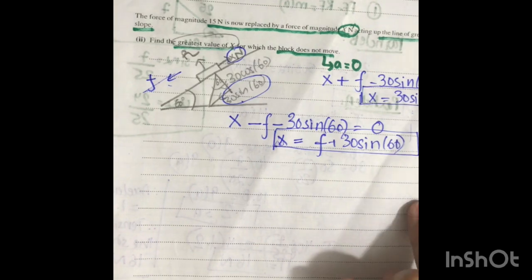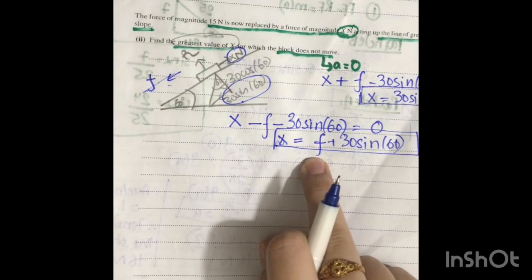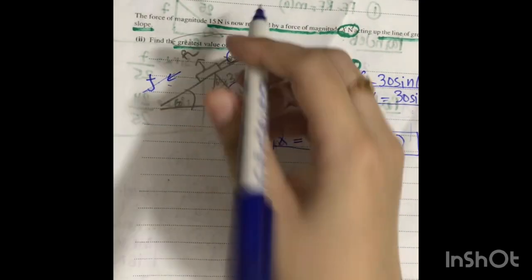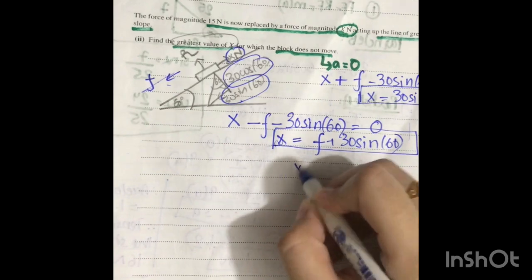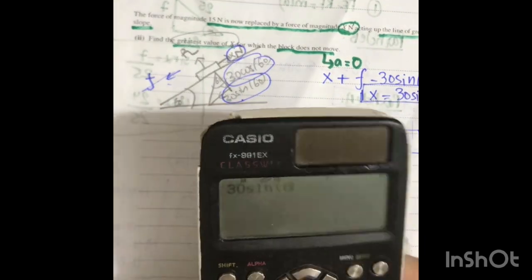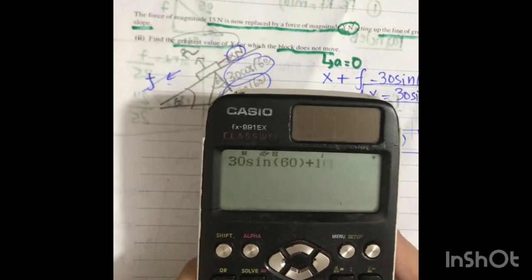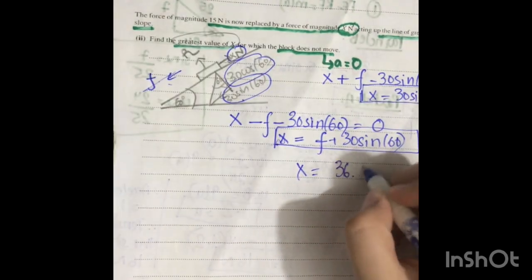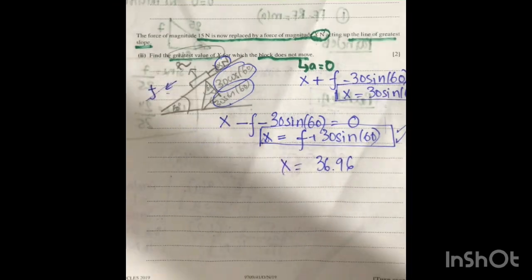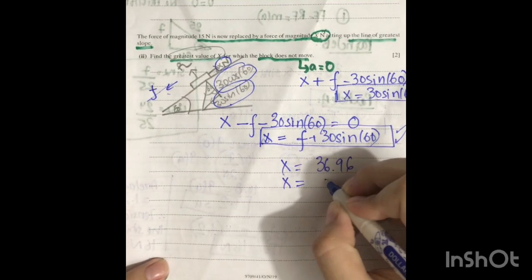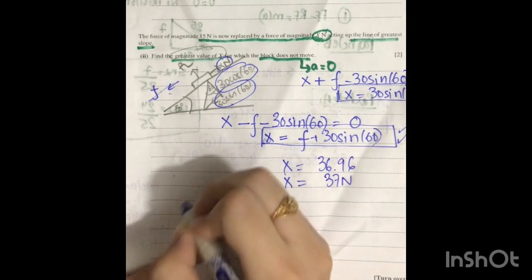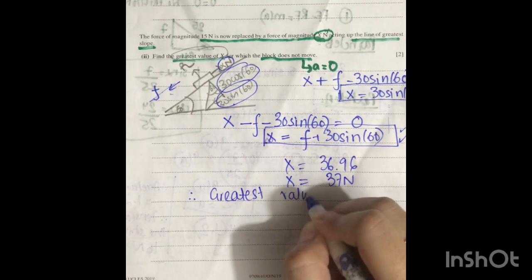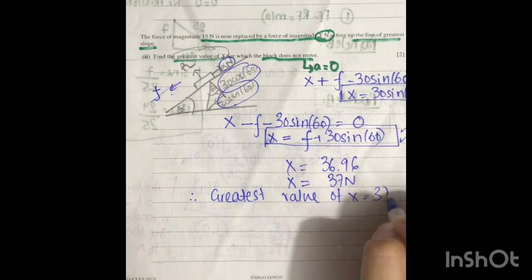So from the last part, we know that friction was equal to 10.98, since the coefficient of friction and the value of R is the same. So x is equal to 30 sine 60 plus 10.98, which is 36.96. We can round it off to 3 significant figures, which makes it 37 newtons. So the greatest value of x is 37 newtons.